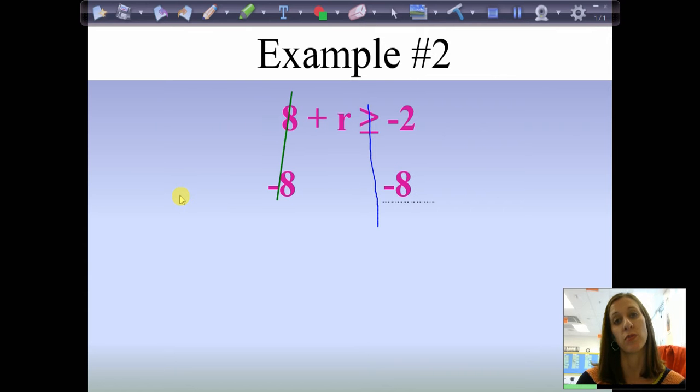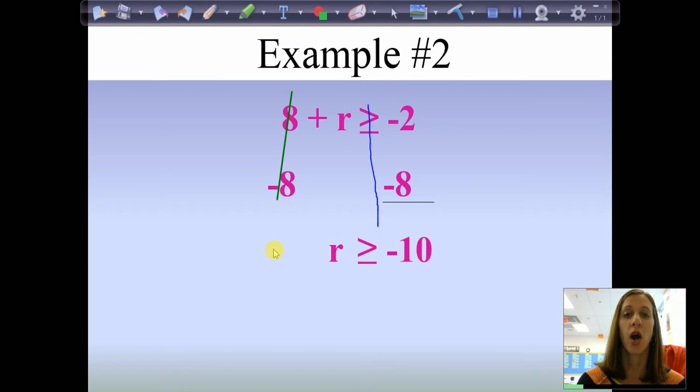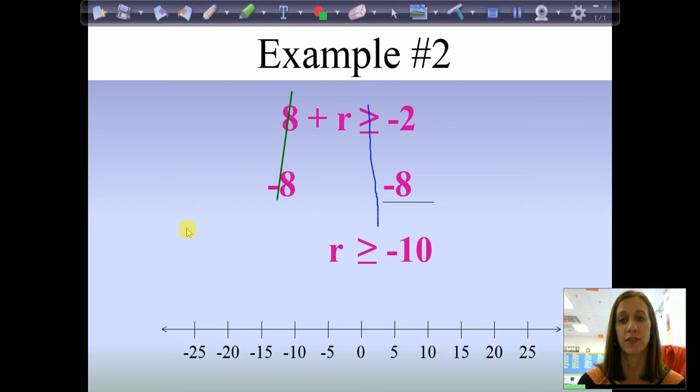And then order is important. Bring everything straight down. So bring your r straight down, your inequality symbol, and then negative 2 minus 8 is negative 10. So r is greater than or equal to negative 10. We were going to graph this on the number line. We would have a closed circle at negative 10, and we would be shading to the right.